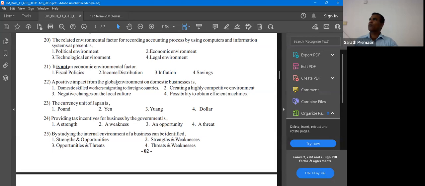A positive impact of the global environment. Domestic skilled workers migrating is negative. Creating a highly competitive environment is also not good.